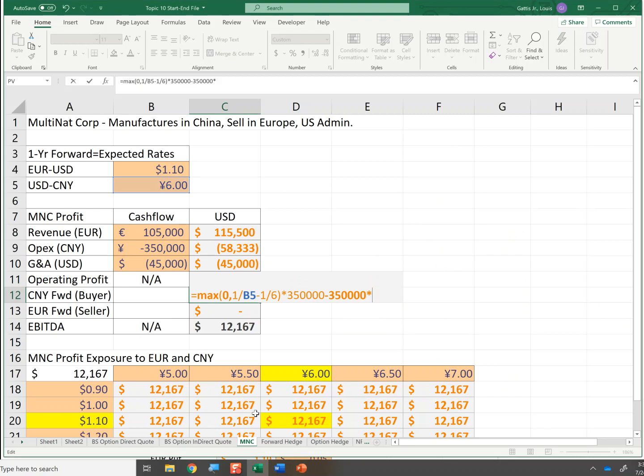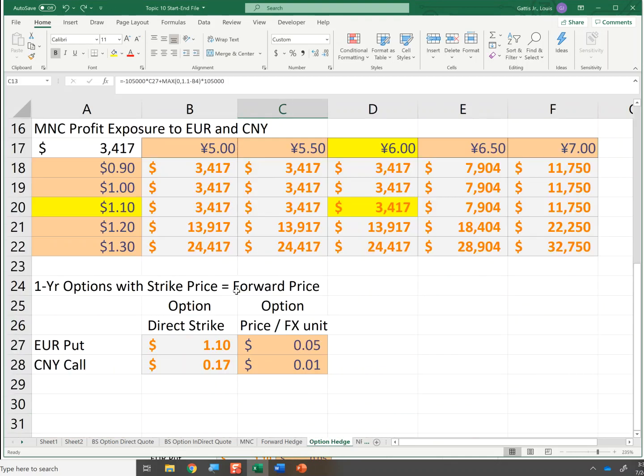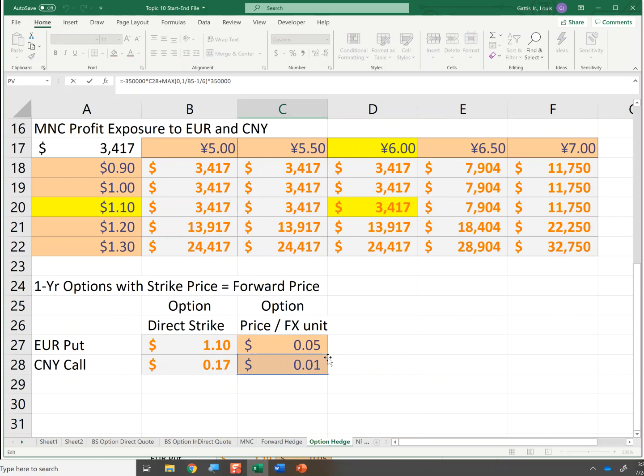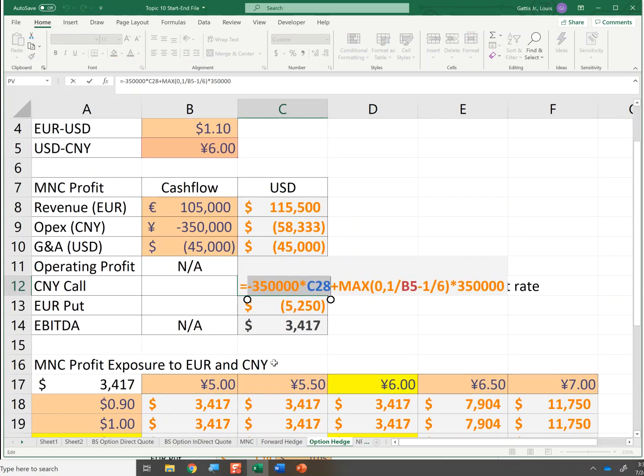So back here, I guess I'm in a different section. Let's go to the different section. There it is. I had the formula in there already. So there's the cost of the option, 350,000 times 1 penny. That's the cost of the option. And then there's my max zero, ST minus F, ST minus the strike times the quantity.